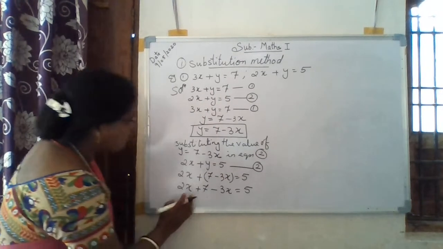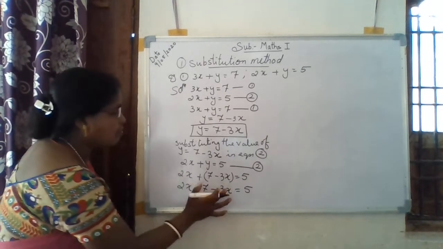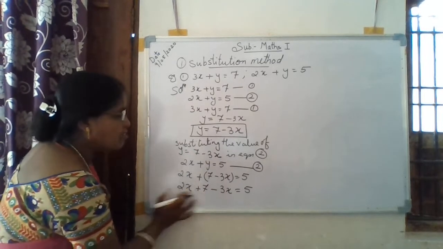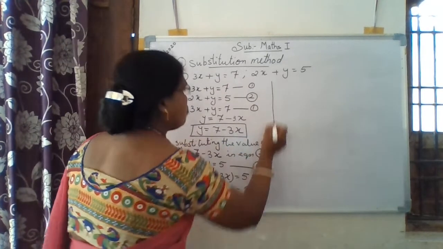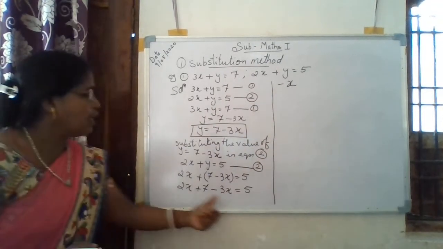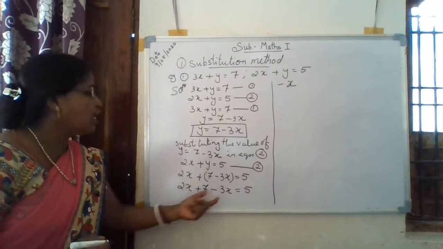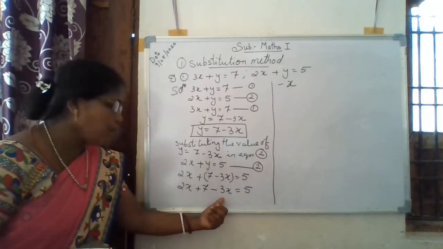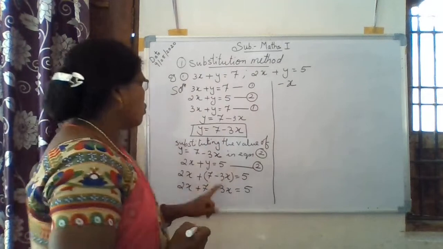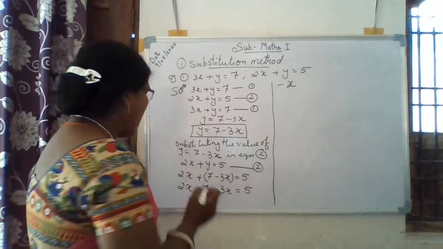So now you can see in this there are similar terms, 2x and minus 3x. These two terms we can simplify as what? Minus x. Both the numbers have different signs. Subtract the numbers from each other. Subtract the smaller number from the greater number and put the sign of the greater number. So it is 1x. We don't write the coefficient 1. So therefore it is only minus x.